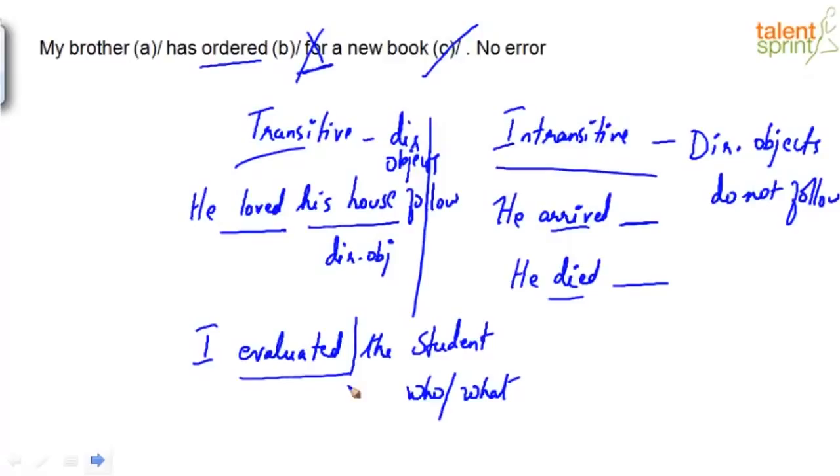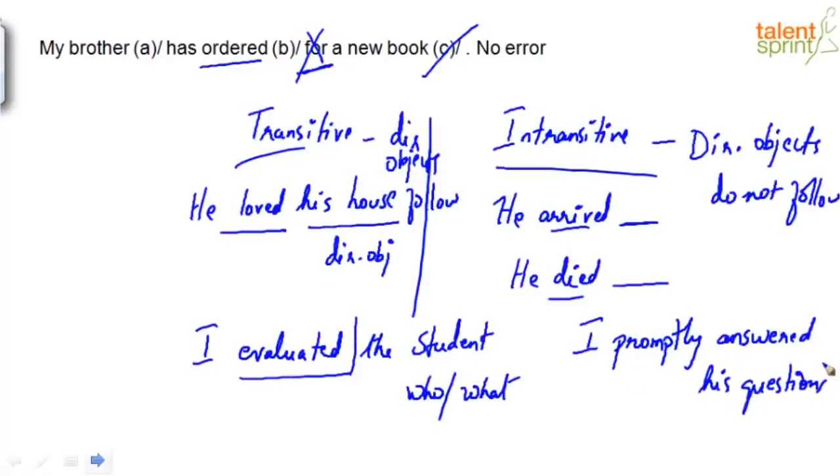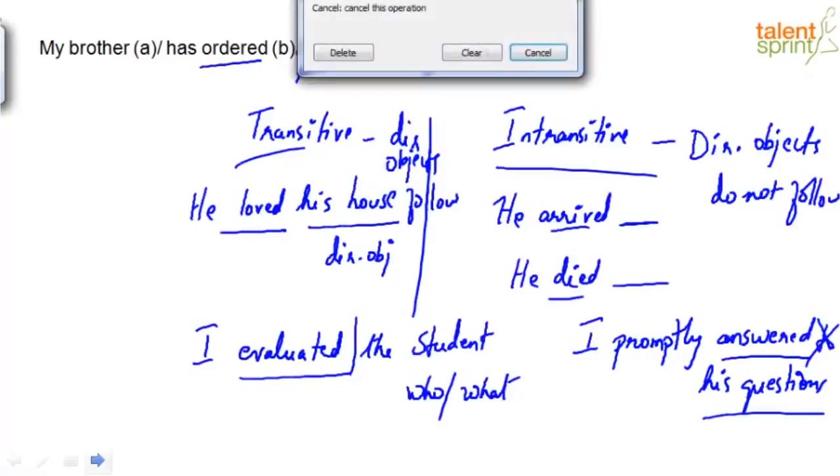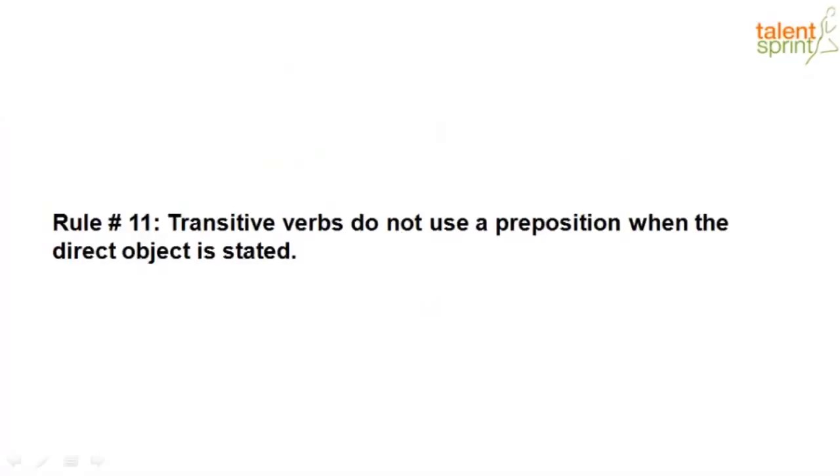That's the rule, right? So for example, if I say, I promptly answered his questions, I don't say I promptly answered to his questions. Incorrect. I promptly answered what? His questions. So are you following? So the error is in part C, for. Keep that in mind. What's the rule? Transitive verbs do not use a preposition when the direct object is stated. So look up a lot of transitive verbs, just to give you examples. Admire, maintained, right? These are all transitive verbs. Loved, and we looked at 2 more. Answered, evaluated, in our context ordered.